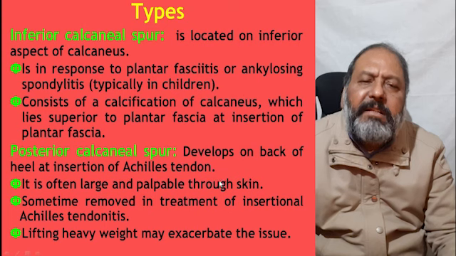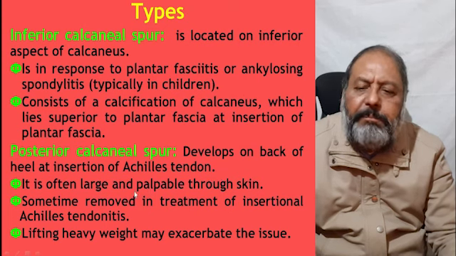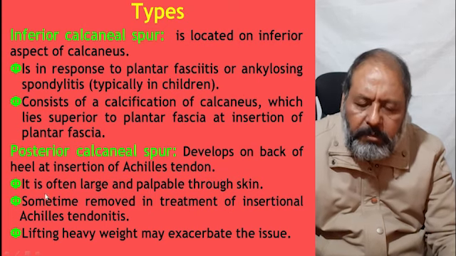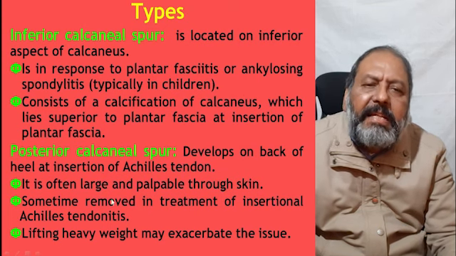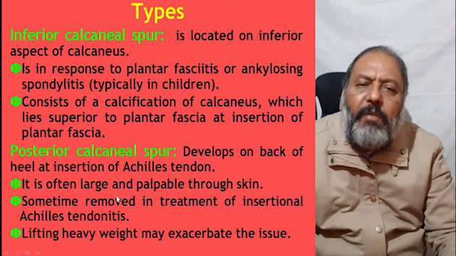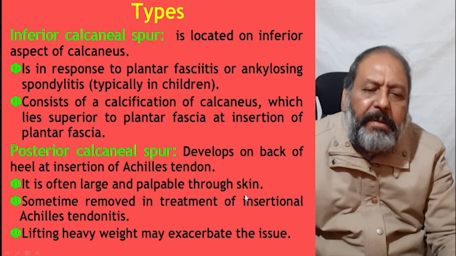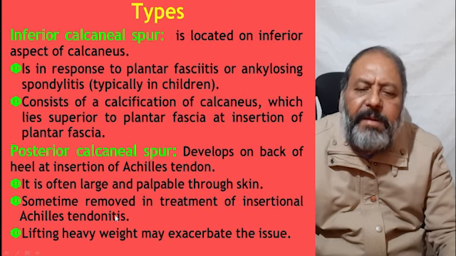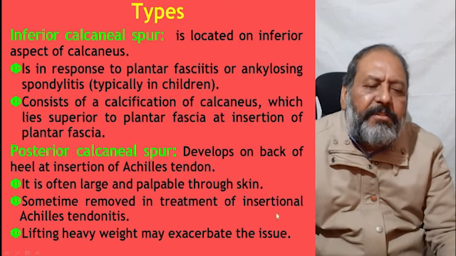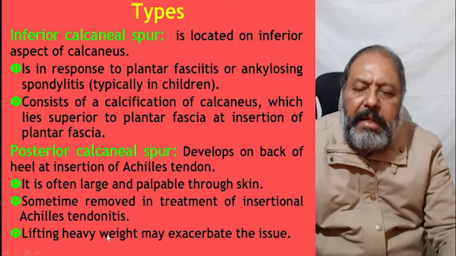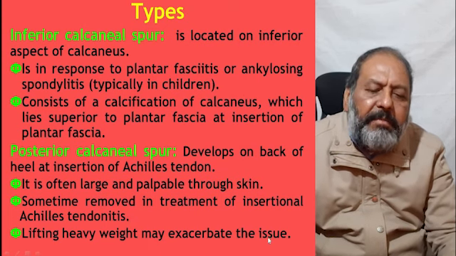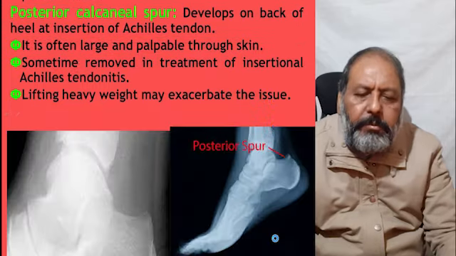The posterior calcaneus spur develops on the back of the heel or the calcaneal bone at the insertion of the Achilles tendon. It is often large and palpable through the skin, sometimes removed in the treatment of insertional Achilles tendonitis, and lifting heavy weight may exacerbate the issue.